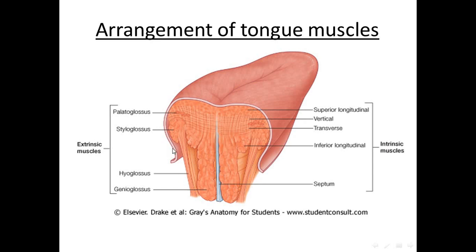And then the extrinsic muscles include the palatoglossus. This will attach the tongue to the palatine bone. The styloglossus is a muscle extending from the styloid process to the tongue. The hyoglossus, from the name we know that it's coming from the hyoid bone to the tongue. Genioglossus attaches the tongue to the hyoid bone and to the mandible anteriorly.